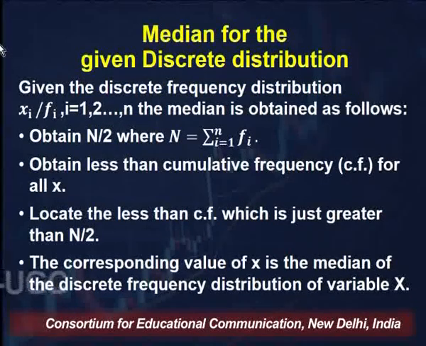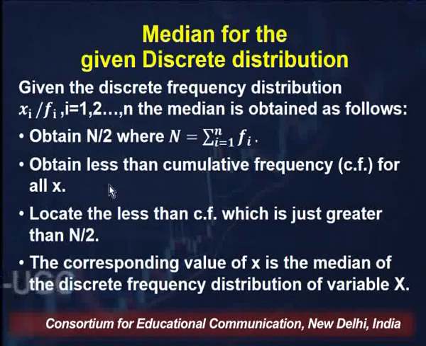Then comes the median for the given discrete distribution. So again, if we are given the discrete frequency distribution xi, fi, then the median is obtained as follows. You have to pay a little attention to the steps because they are slightly more complicated than what we have done so far. First we will obtain capital N, that is the sum of all the frequencies. Divide that capital N by 2. So that is, obtain the quantity N by 2.